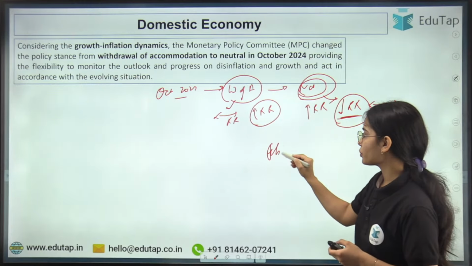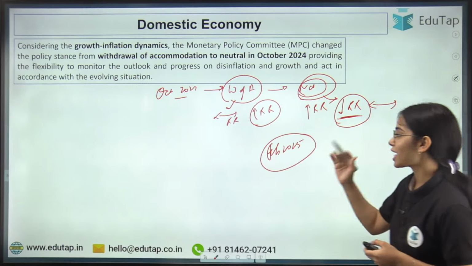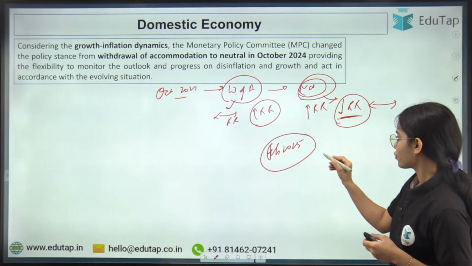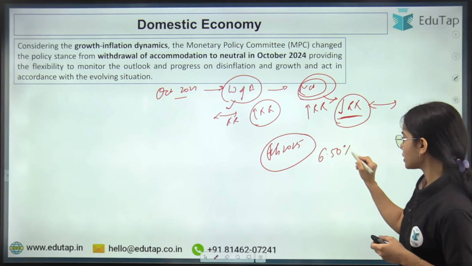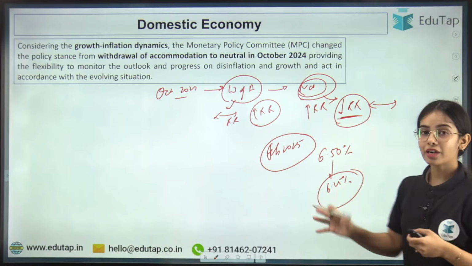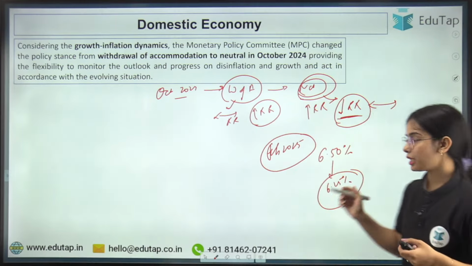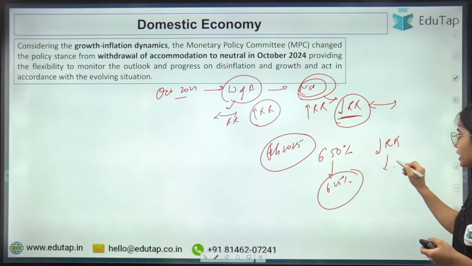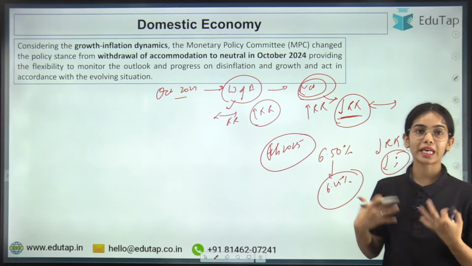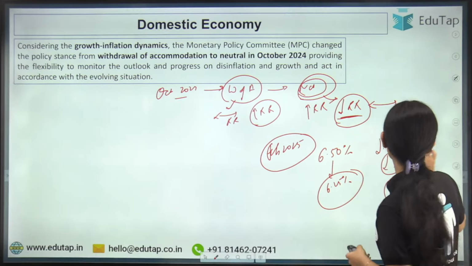Now in February 2025, actually after a long period of time, the repo rate was decreased from 6.50% to 6.25%. So repo rate was decreased, so that with decreased repo rate, there will be a decrease in interest rate, and the loans, the demand can increase in the economy, the growth can increase in the economy. Okay, so this is the basic idea.